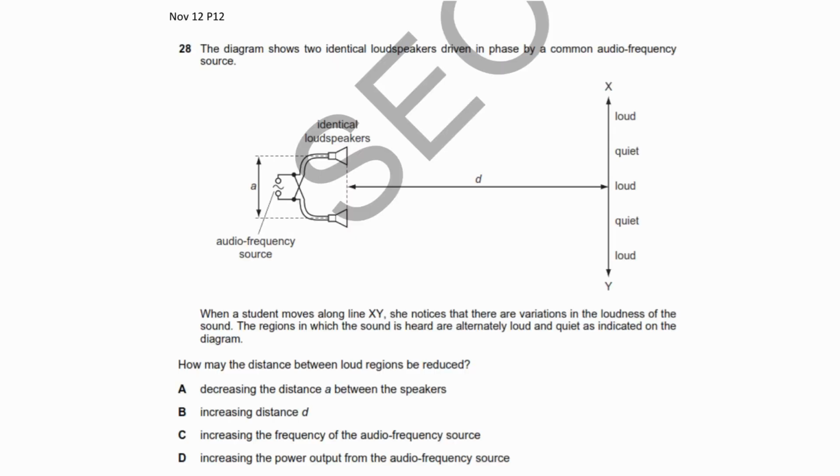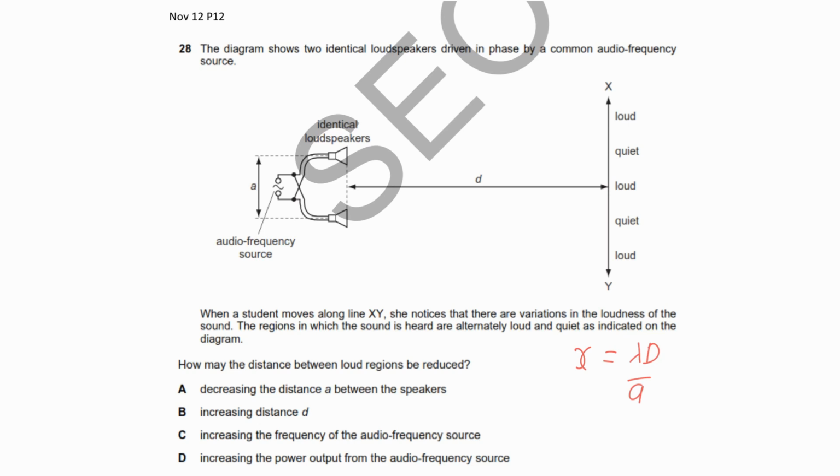Right, the next one, they ask which changes can make the distance between loud regions reduce. Now, the distance between loud regions is basically the x, the separation of the bright fringes in light, but for sound it is the separation between loud and loud, because the loud represents constructive and the quiet represents destructive. So let's look at the formula. If you were to write down the formula, x equals lambda d over a, let's see which change will cause the x to reduce as well.